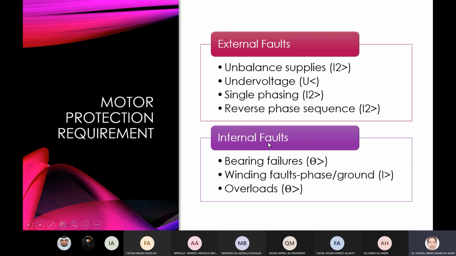I could have also, for internal faults, I can detect bearing failures by monitoring the heat of the windings, or sometimes we have bearing or shaft thermal detection devices. For winding faults, phase or ground, I can use an overcurrent. We have overload, for which we use thermal type protections, thermal overload protection devices.